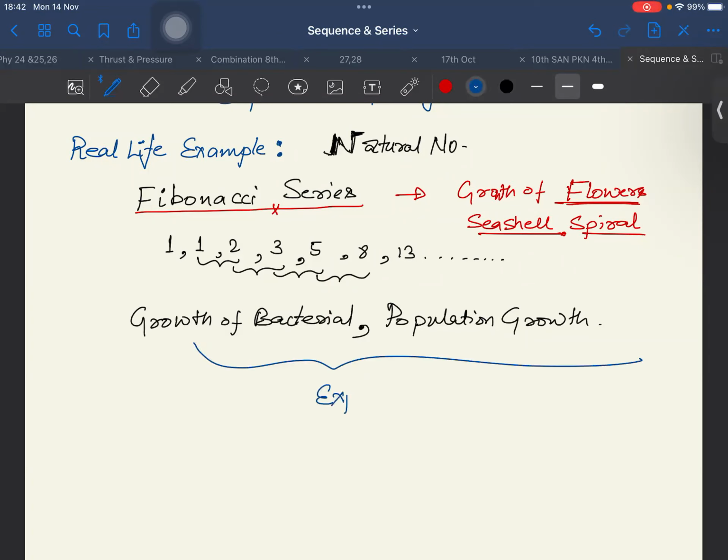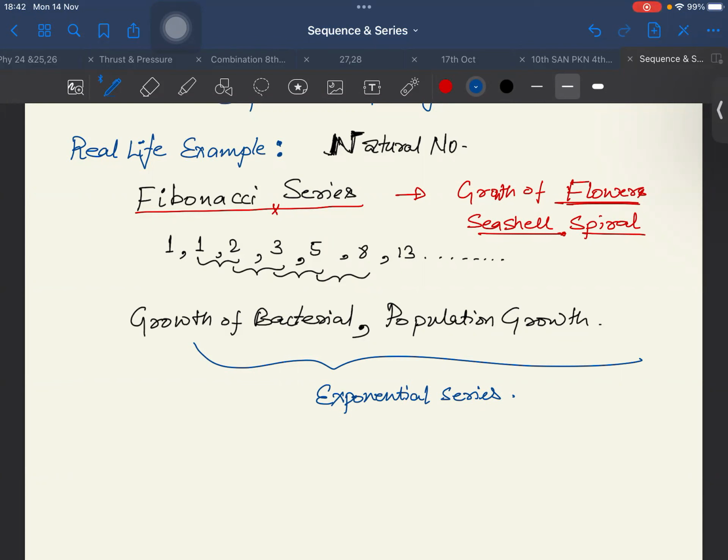This is an example of exponential series, right? What else can we give as an example? Do you know any other example of exponential series or logarithmic series?